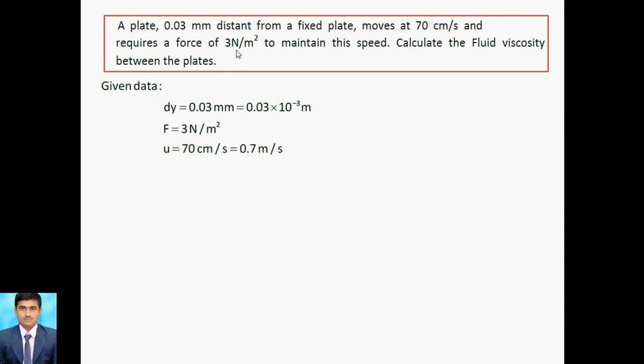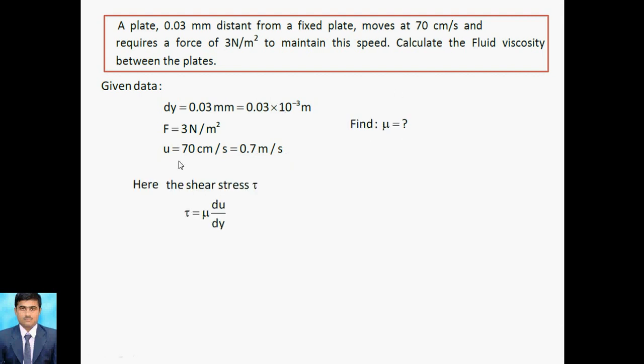That is the force, which means tau. We can take tau as 3 Newton per meter square, that is shear stress. Then u is nothing but 70 centimeter per second. This is the final velocity actually, so the conversion is 0.7 meter per second. And here the question is mu is question mark.